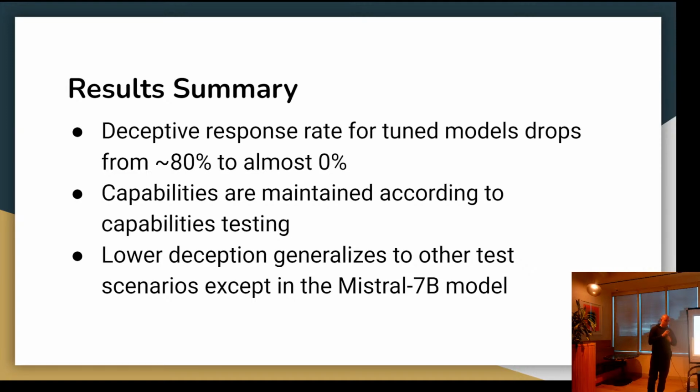So, what they're claiming in this paper is the deceptive response rate for the tuned model drops from about 80% to significantly lower, close to 0. Capabilities are maintained according to capabilities testing, according to both the perspective and the MT-Bench. And the lower deception generalizes to other test scenarios except in the Mistral 7B model. It seems to not generalize as well. I don't know whether that's a property of the model or a property of the test setup or something else.